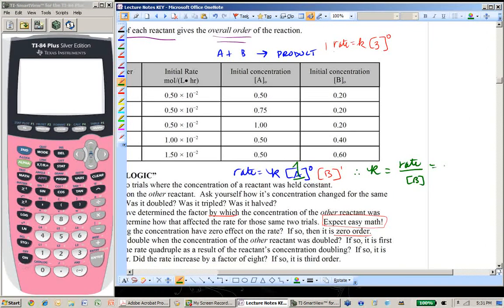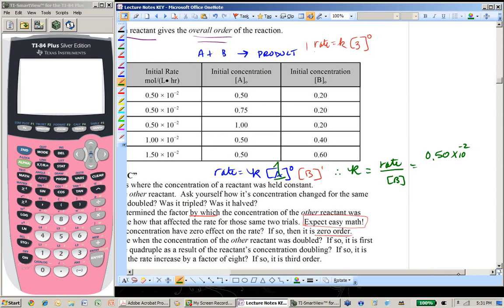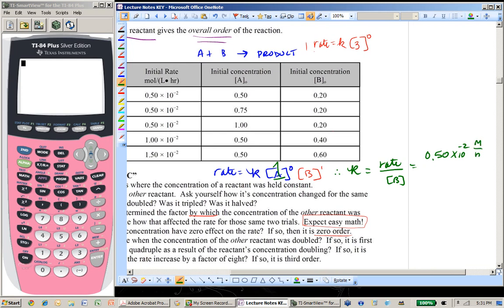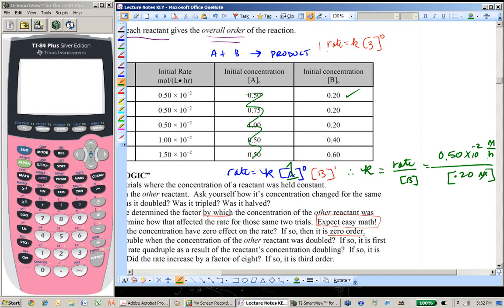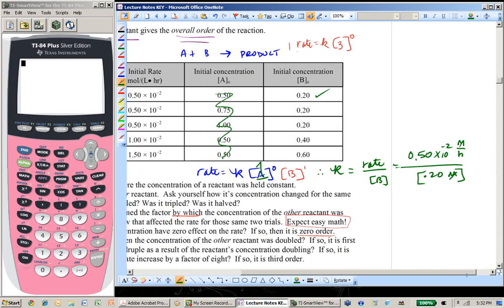So pick a line, any line. Pick your favorite, doesn't matter, just pick one. 0.50 times 10 to the minus 2. Look at the heading, look at the heading. Molarity per hour divided by, don't need any of this. It's not in the rate law. All I need is B. So divided by 0.20. I just used the first line. And that is molar. So my molars are going to cancel, and my rate constant number I'm about to come out with is going to have just a per hour.